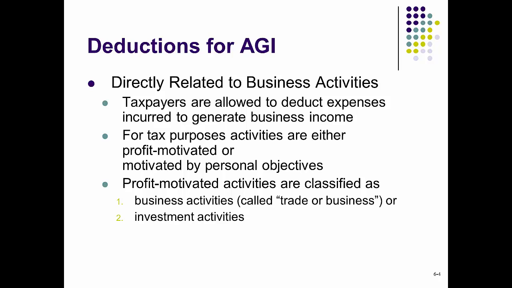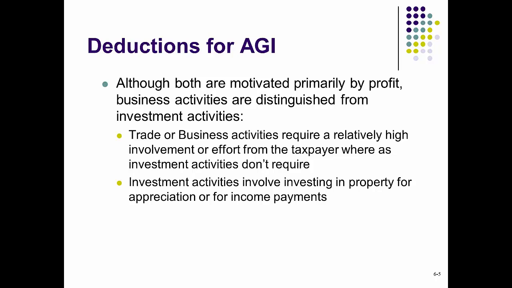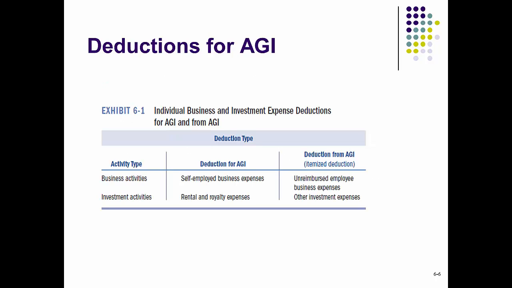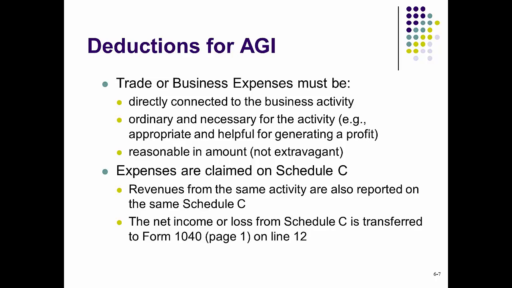For this one, you may want to look at example 6-1 on page 6-3, and also let's look at exhibit 6-1 on page 6-4. Here's a summary rule of classifying business and investment activities. So here are deductions for AGI and deductions from AGI. What about trade or business expenses?